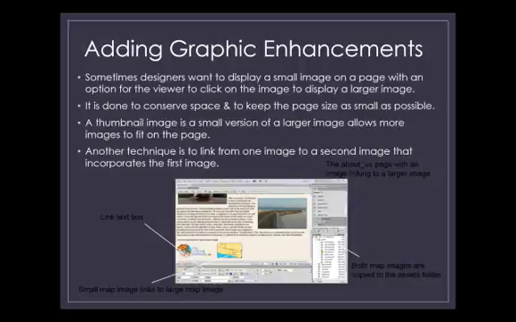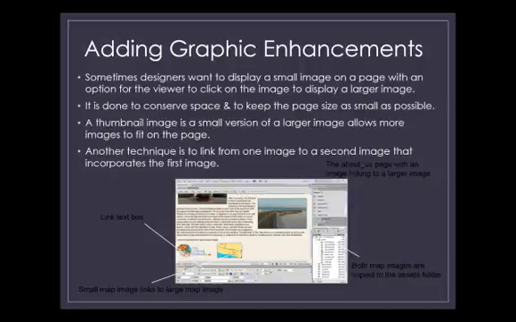Another technique is to link from one image to a second image that incorporates the first one. For example, a furniture site may create a link from an image of a chair to an image of the chair in a furnished room, with an additional enhancement added to allow users to click on the larger image to magnify it even more.